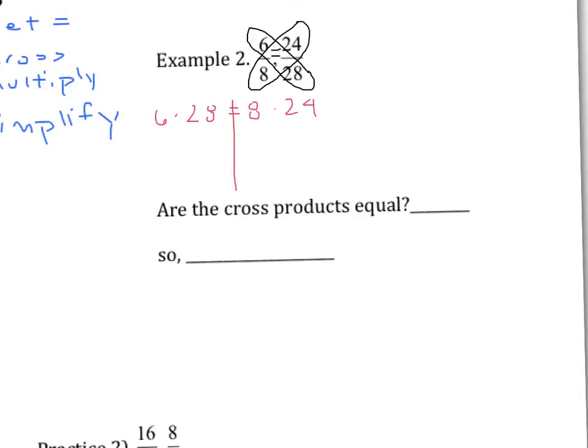6 times 28 is 168. 8 times 24 is 192. Now I'm noticing that these cross products are not equal. They do not give you the same number, which means that these two ratios are not proportional. Not proportional.